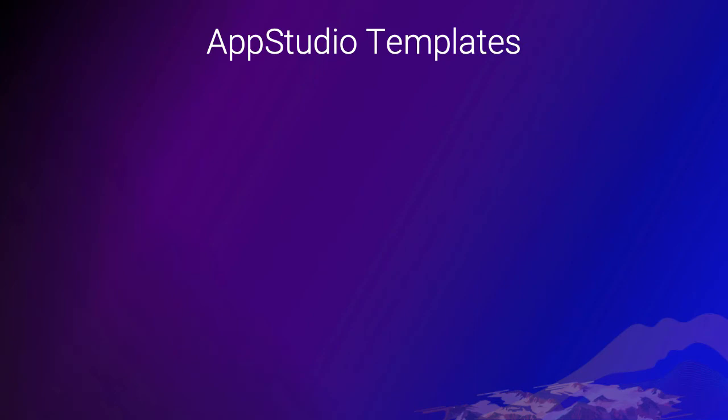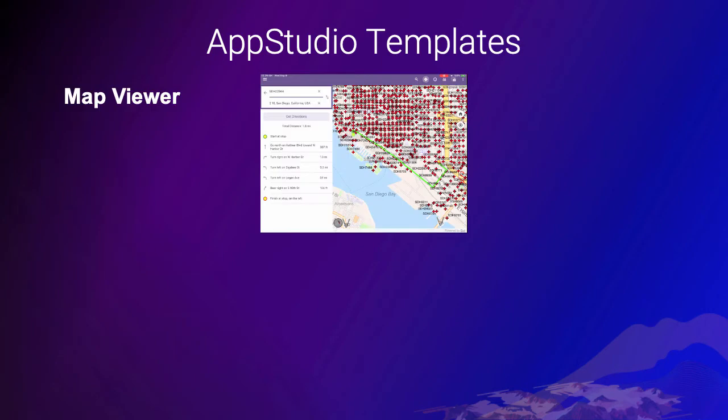Okay, now let's talk a little bit more about AppStudio Templates. These templates allow you to easily and quickly create native apps just by configuring them with your data, your images, and text. So let's talk a little about some of the different templates. We have a map viewer template, which works with a web map or mobile map package, so kind of your basic map viewing application. I'll talk a little bit more about that in a minute.